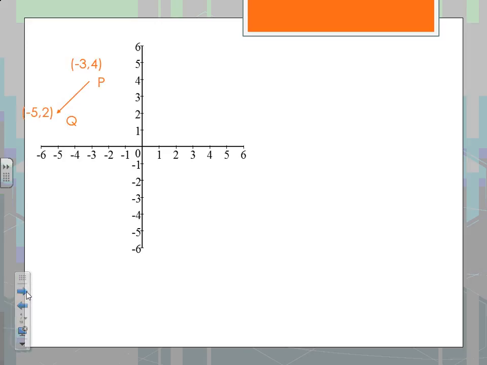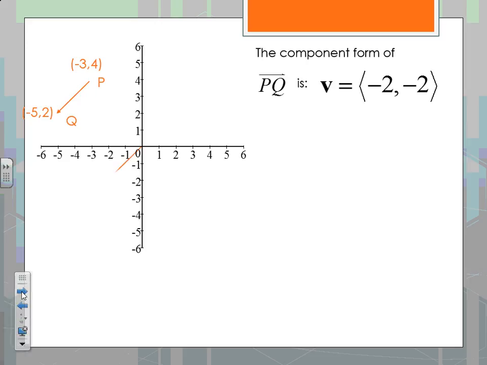Okay, here's a vector PQ. It begins at (-3, 4). It ends at (-5, 2). Sean, please describe to me how to find the component form of this vector. The change in x and the change in y. Okay, what's the change in x? -2. And y? Also -2. So the component form is <-2, -2>.